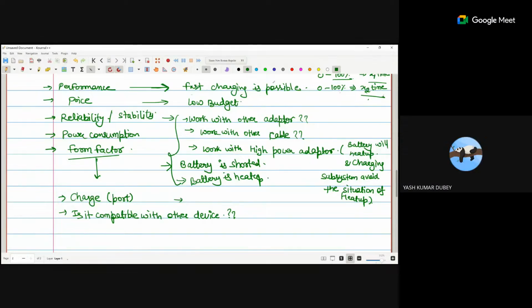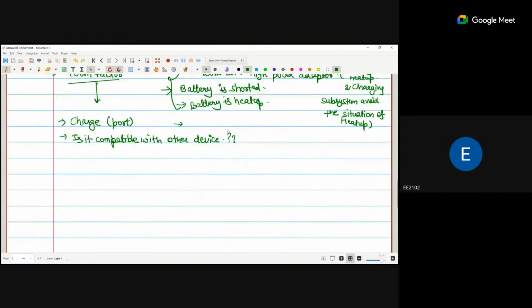Have you observed this type of charging? Yes, sir. If you have not, just try it. When your phone is completely at 0%, connect your charger and note down the time. If your mobile phone battery is charged from 0 to 10%, it will take around 8 to 10 minutes.